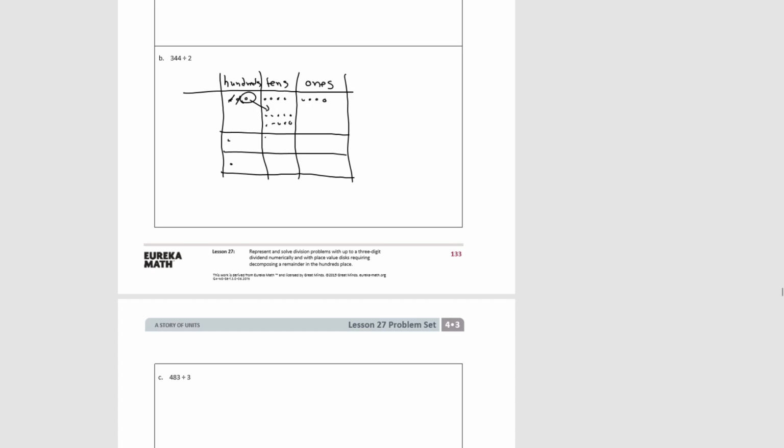I know 14 times 7. 2 times 7 is 14. And I've used all my tens. Now I have 4 ones and 2 groups, so I can put 2 in each group. And I look at my quotient. I have 100. I have 7 tens, and I have 2 ones. So my quotient is 172.